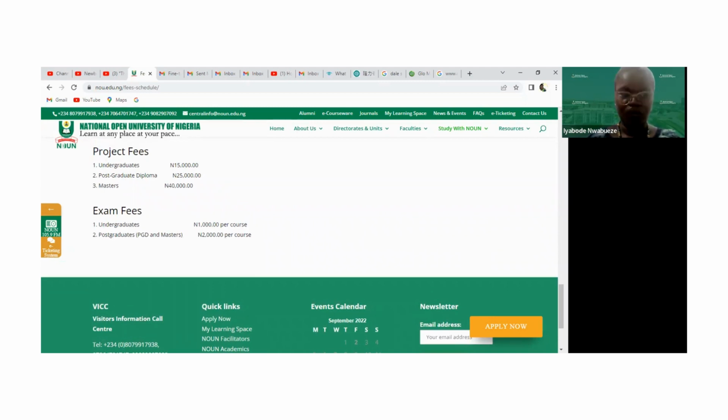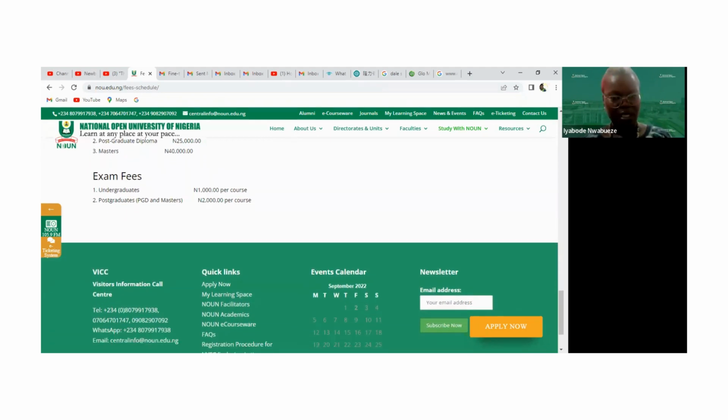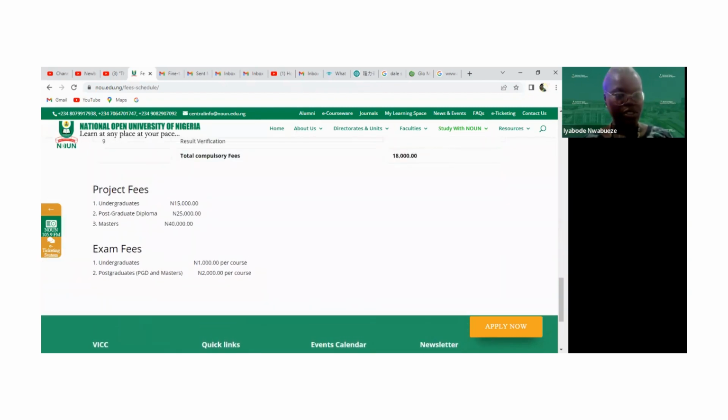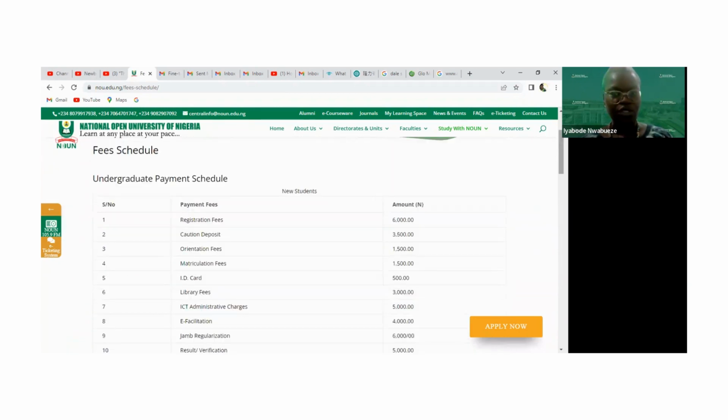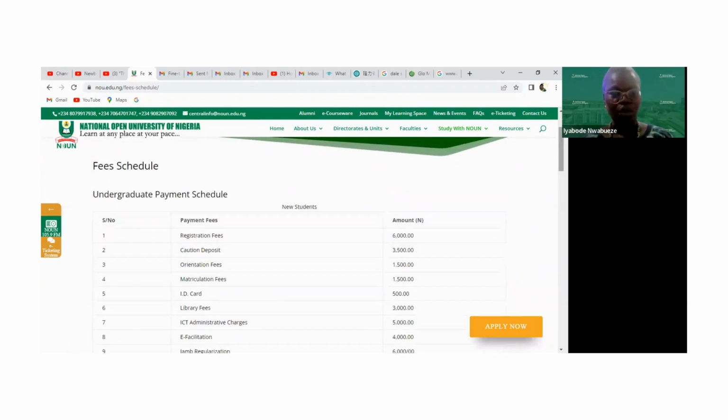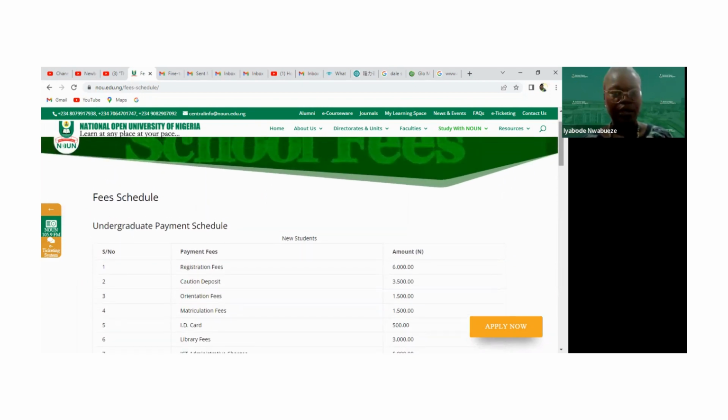For project fees, of course, it's 15,000 naira for undergraduates. Then for postgraduates, 25,000 naira, and for masters, 40,000 naira. Then for exam fees, you have undergraduates 1,000 naira, and postgraduates 2,000 naira per course. There is something missing here. Your registration depends on the number of courses you are doing, and you pay for that.